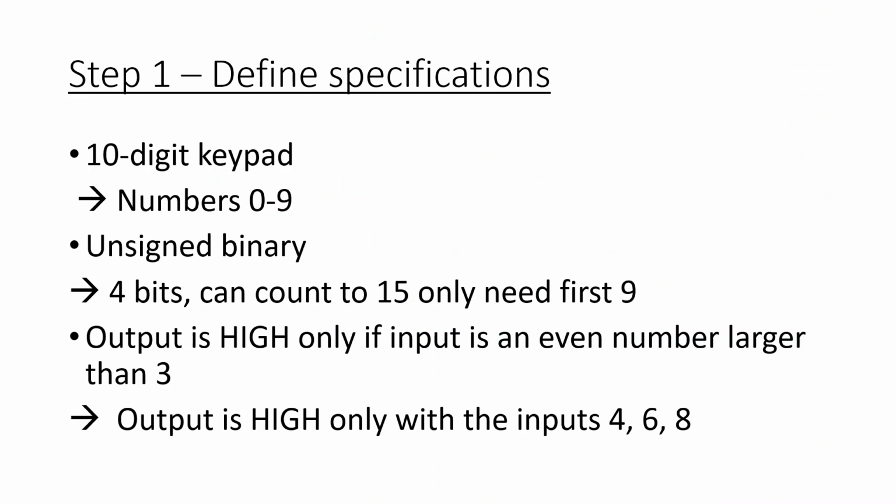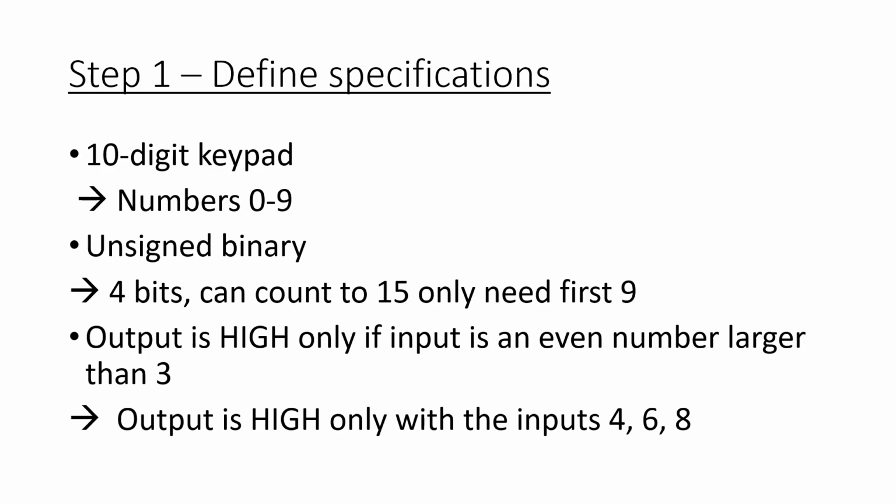Step 1, define specifications. So, we know that it is a 10-digit keypad where the input is coming from. So that means the input could be a decimal range 0 through 9. We also know that it's going to be in the form of unsigned binary, and in order to reach that 9 value, we have to have 4 bits in order to count that high. But with that being said, 4 bits can count to 15, and we only need the first 9 values. So we'll keep that in mind for now.